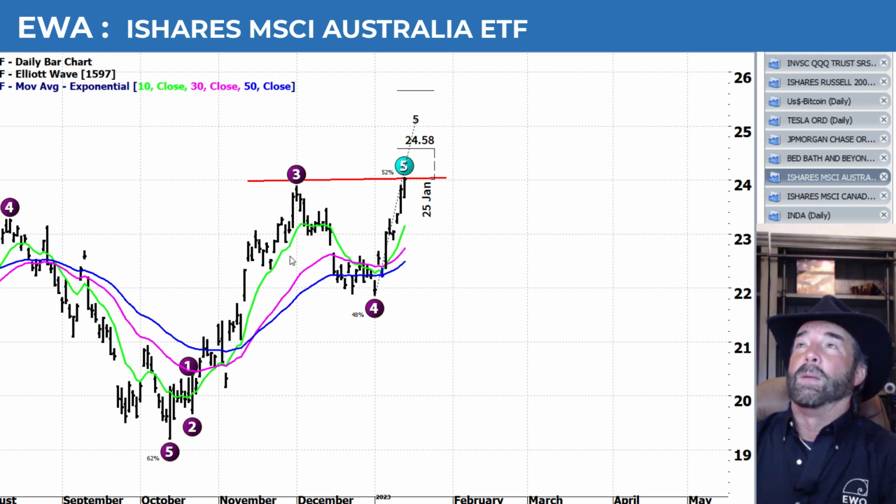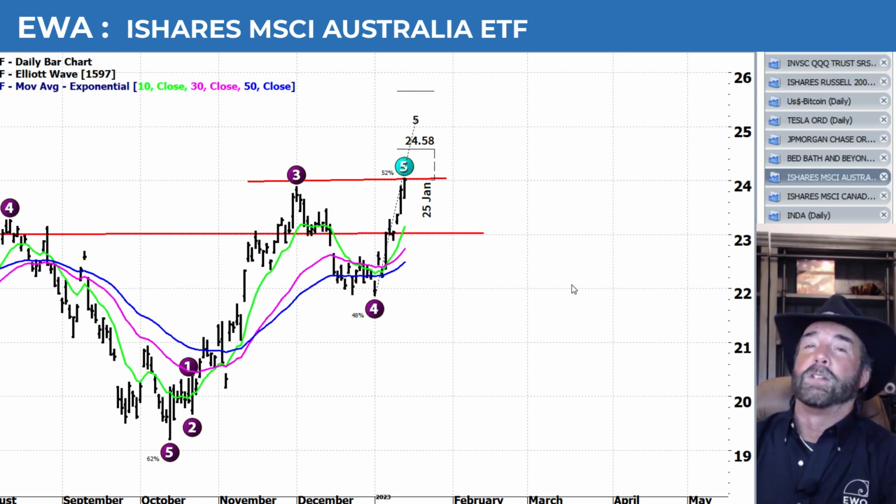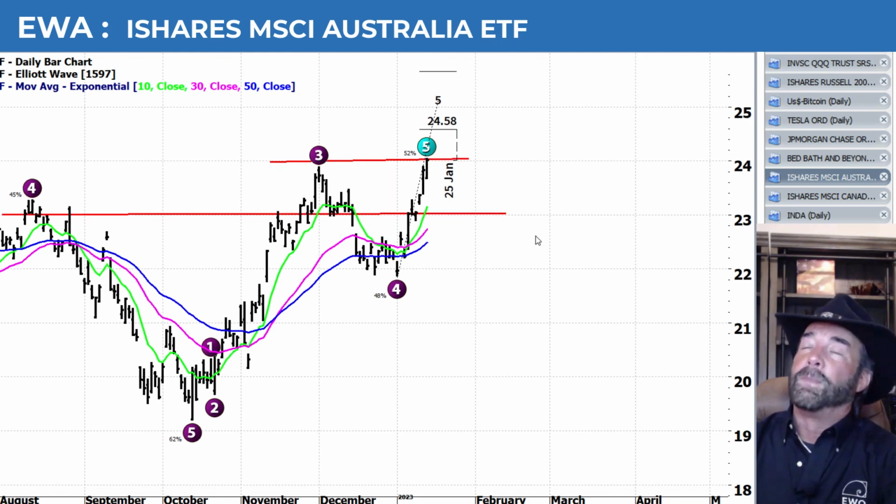We could even come all the way back down to 23. I doubt we come back down that far, but you could come back down and test that level. There's tons of support there, and it would still be a bullish setup. But I don't know that we make it that far, maybe just back to 23.5 or so, get closer to that 10-day moving average, and then turn and make a run towards that 25 level. Looks like that's in the cards for the EWA.